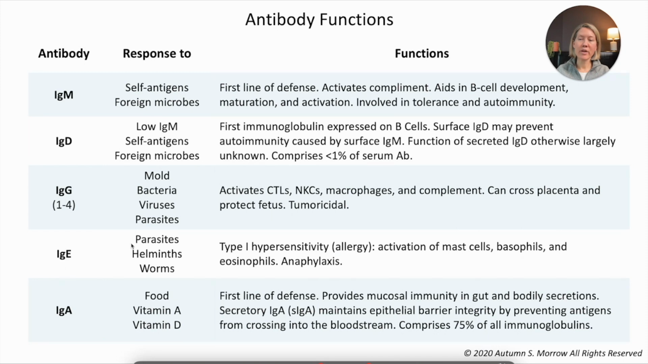IgE responds to parasites and worms. Unfortunately, it's also well known to trigger allergic diseases. Now, IgA responds to food, vitamin A, and vitamin D. It's also considered the first line of defense. IgA provides mucosal immunity in the gut and bodily secretions. SIgA has an important role in maintaining the epithelial barrier in the gut, and it makes up 75% of all immunoglobulins. That's why when people say 3/4 of your immune system can be found in the gut, they're referring to this.